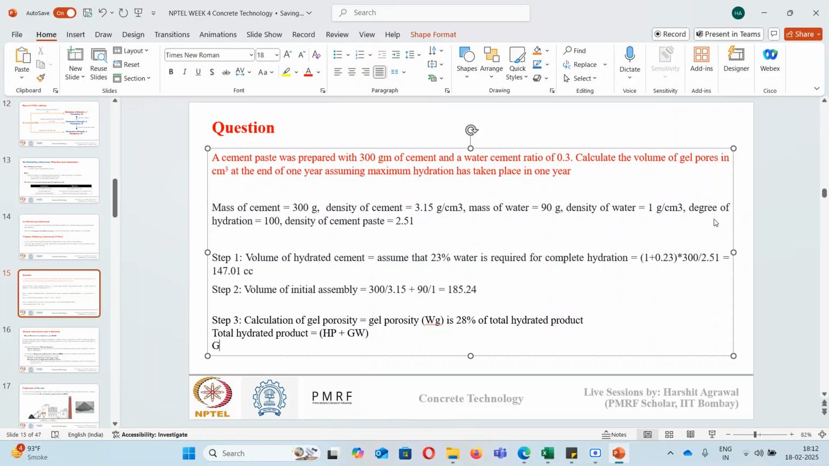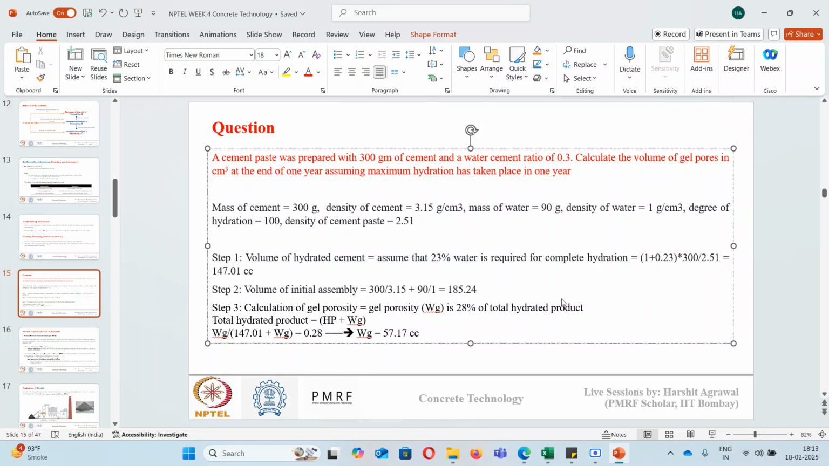So what I can write, gel porosity Wg upon total hydrated product volume, that is hydrated product plus Wg, is equal to 0.28. Okay, so I know this value, I have already calculated, which is 147.01. So upon solving, you will get Wg is equal to 57.17 centimeter cube. So this is my gel porosity, which was asked in the question.